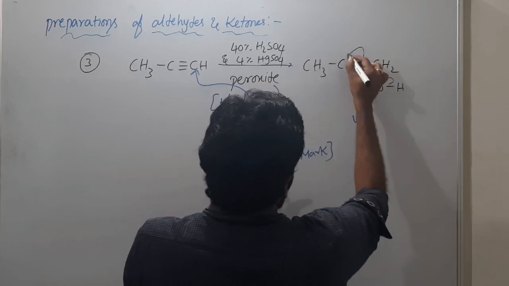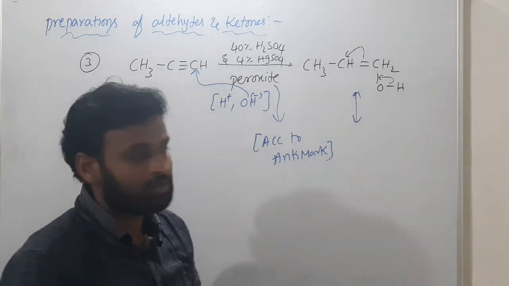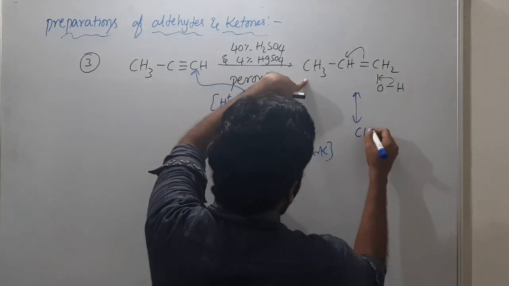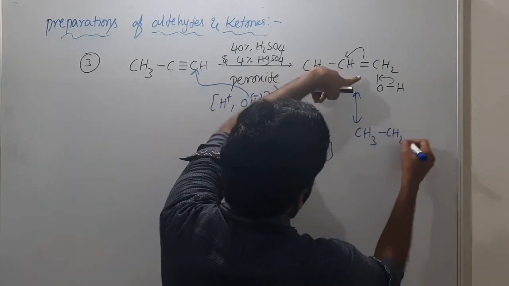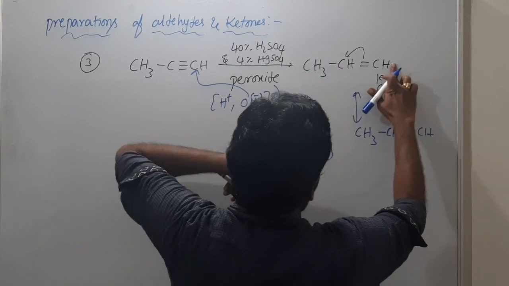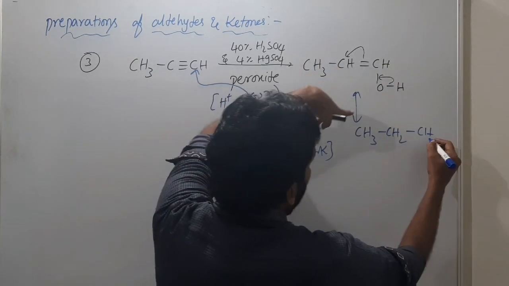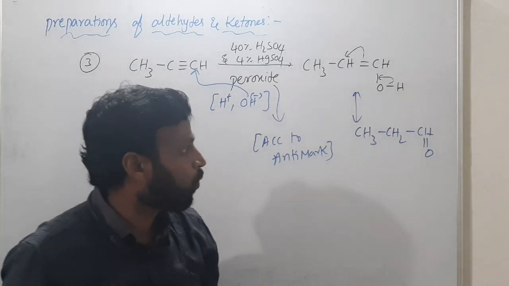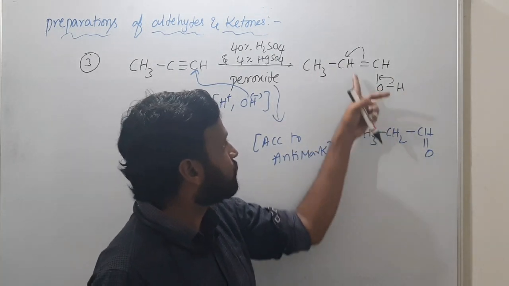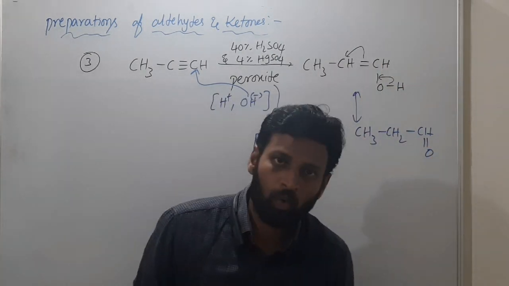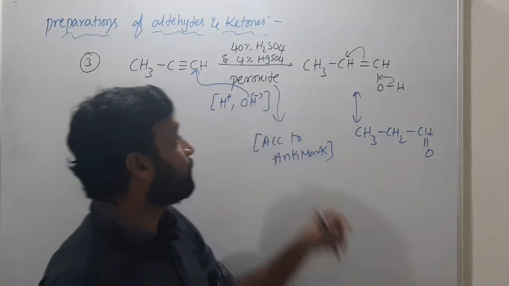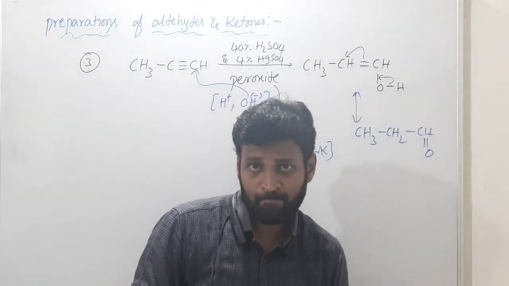So on tautomerism, here you have a product. This will come back like that. That means the product is CH3, CH2 and CH double bond O. CH3, CH2 and CH double bond O, an aldehyde, you have if you use peroxide.